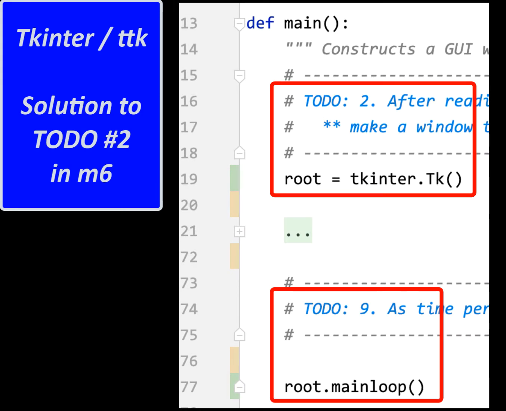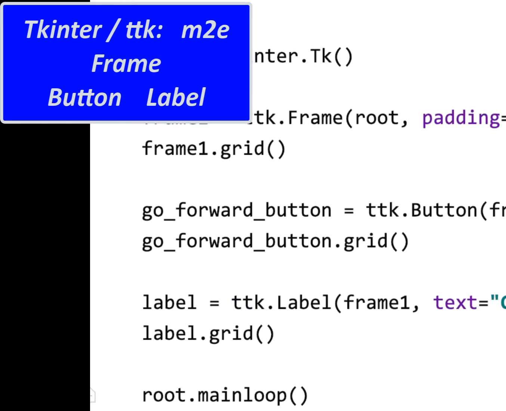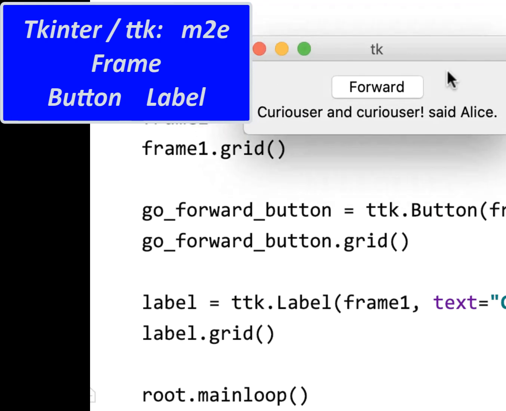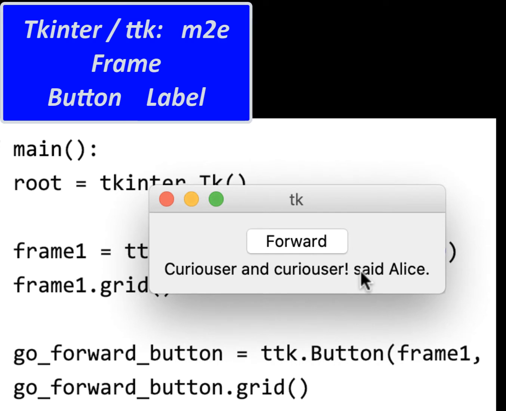Okay, let's now look at the m2e module. It introduces other widgets, namely frame and button and label. By the way, the word widget means any visual thing in a graphical user interface, that is, in a GUI. First, let's run m2e. As you see, it brings up a window that has two things visible on it, a button and what is called a label, which is just some words or a picture.